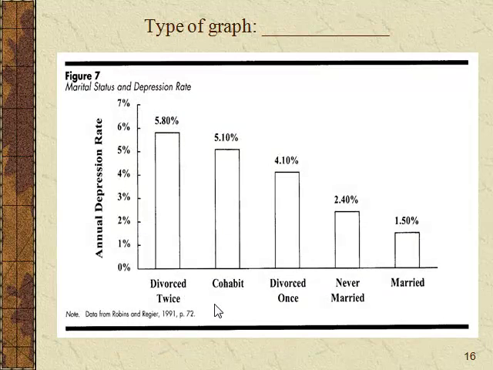All right, and then here we have different kinds of marital status on the x-axis, and then the depression rate that you see for those different kinds of marital statuses. So hit pause for a second and try to figure out what kind of graph this is. All right, this would be a bar graph because down here you have the qualitative data.